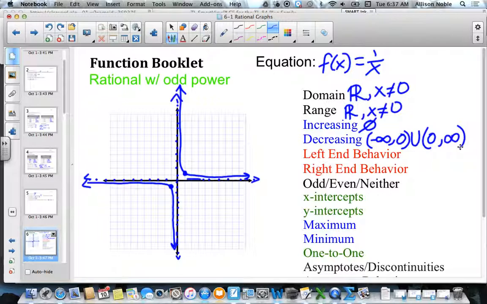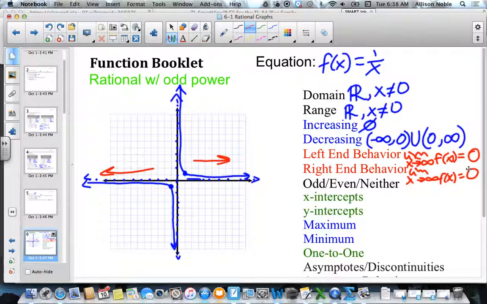The left-end behavior: as we move to the left, the graph is approaching 0, but doesn't actually touch 0. That's our y value. So for the left-end behavior, we would write the limit as x approaches negative infinity of f of x is equal to 0. The right-end behavior means as we move to the right, where is our y value going? Our y value is also going to 0. So the limit as x approaches positive infinity of f of x is also equal to 0.